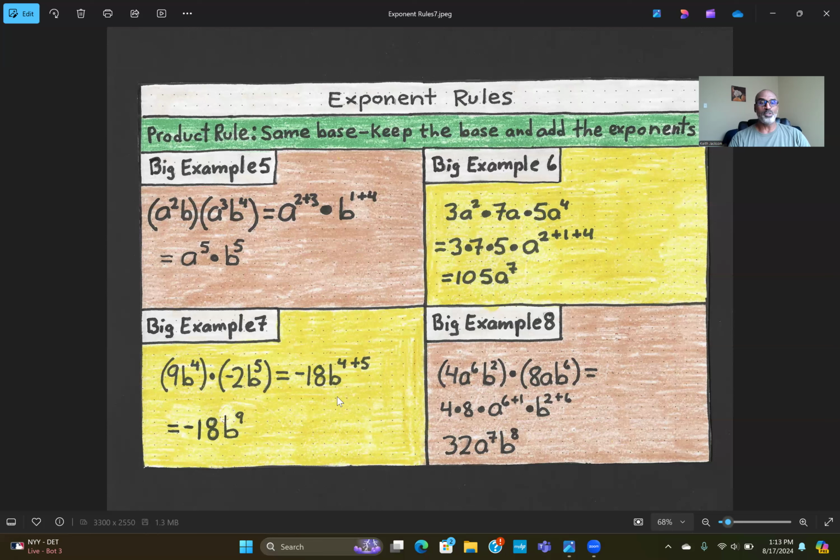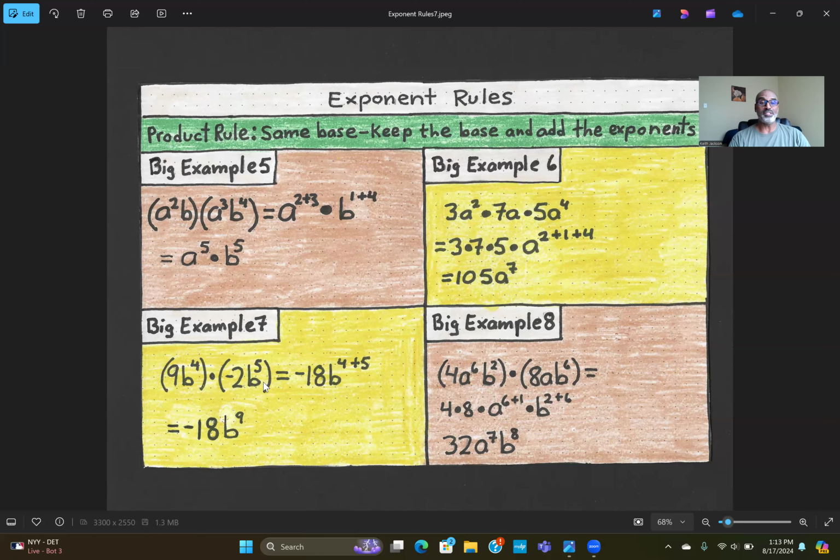Okay, and let's move to big example 7 to help us better understand it again, just in case we run into an awkward looking equation. And so we have the quantity of 9 times b to the fourth power times the quantity of negative 2 times b to the fifth power. And again, we're just going to combine the like terms. We're going to combine the numbers together through multiplication. And so we have a 9 times a negative 2, which will give us a negative 18.